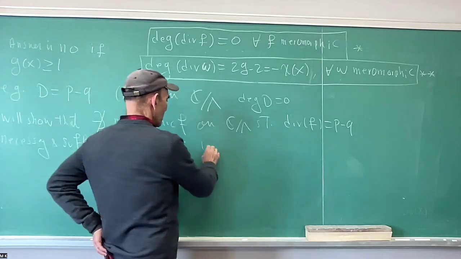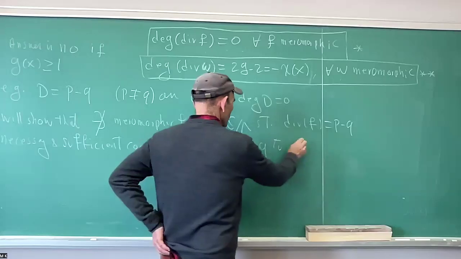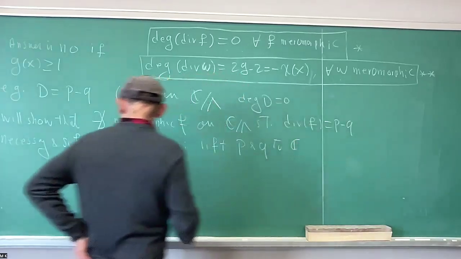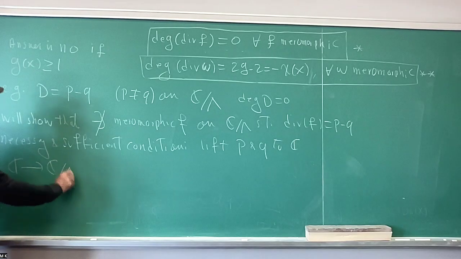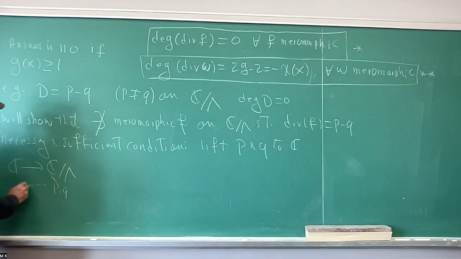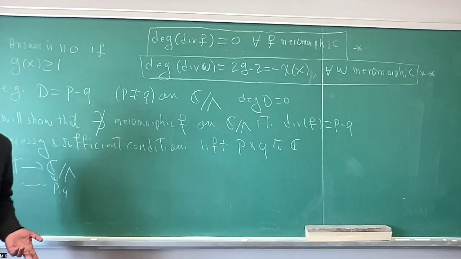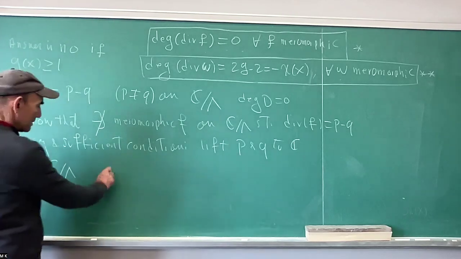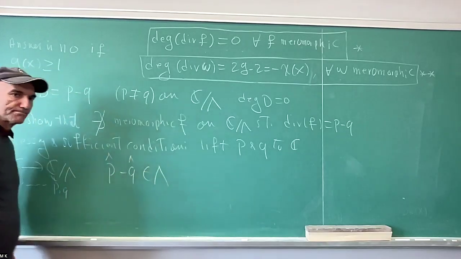So lift P and Q to C. We have this quotient map, you always have this in mind, C to C over lambda. So we have 2 distinct points here, and I want to lift them up here. I call them P hat, Q hat. The necessary and sufficient condition is that P hat minus Q hat must belong to the lattice lambda.